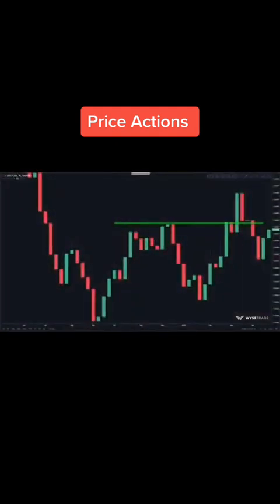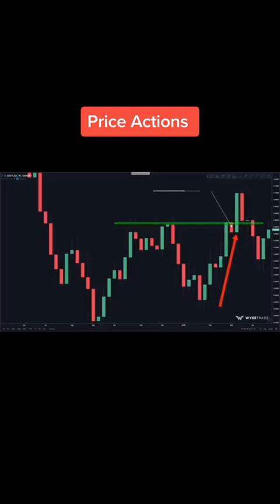Here we have the dollar CAD. As you can see here, we have a double top and then price reversed giving us resistance. Now look at what happens as price comes up here again. We have a small candle and then a massive engulfing candle, which shows that price is picking up speed and momentum as it approaches this level, showing that buyers are in control.